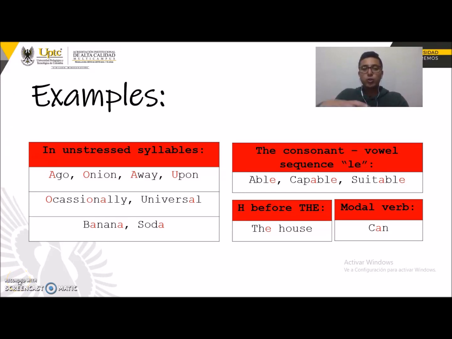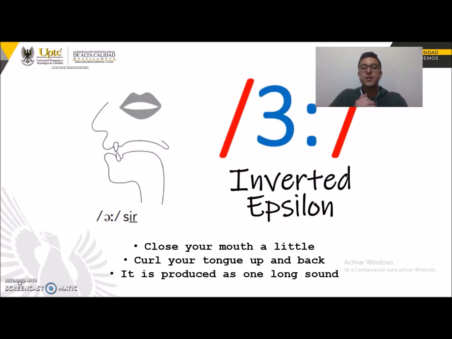Now we're going to move on to the second one, which is inverted epsilon. Here there are 3 different characteristics: first, you have to close your mouth a little. Second, you have to curl your tongue up and back. And the third one, it is produced as one long sound.